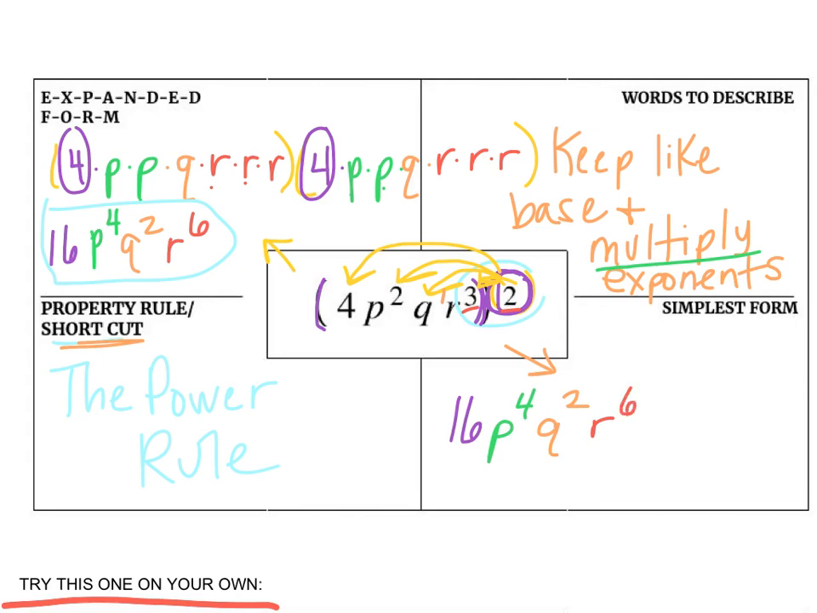Okay, so did we get the same thing we did when we expanded? Yes. Okay, but we used the shortcut. Keep the base, multiply the exponents. So only one property in this one, but it was a lot of different variables, so it was a little bit harder.